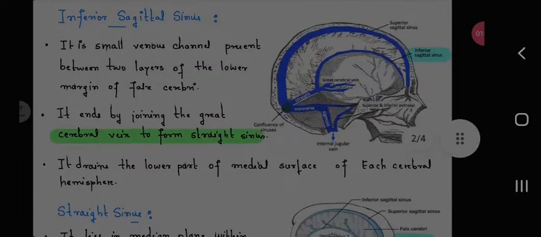Inferior sagittal sinus. It is a small venous channel present between two layers of the lower margin of falx cerebri. It ends by joining the great cerebral vein to form the straight sinus. It drains the lower part of the medial surface of each cerebral hemisphere.